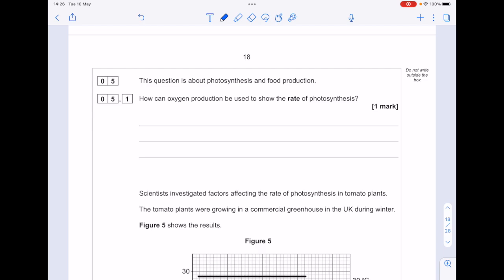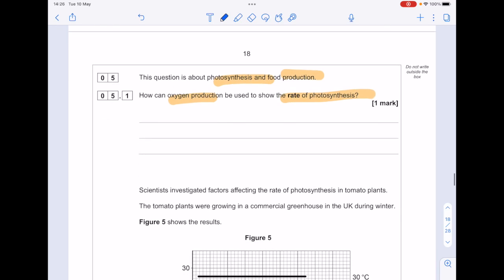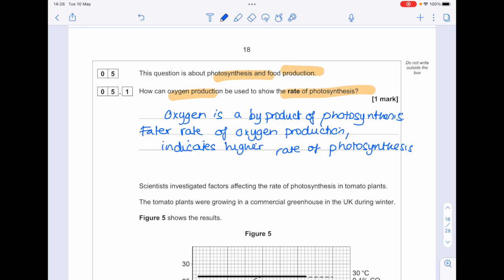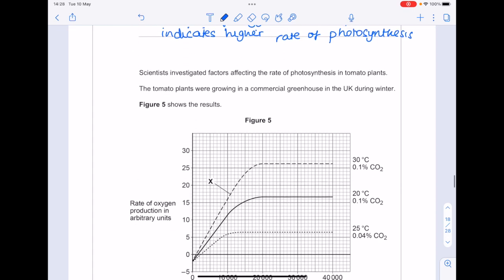This question is about photosynthesis and food production. How can oxygen production be used to show the rate of photosynthesis? Okay, well, oxygen is a byproduct of photosynthesis. Remember, the equation is carbon dioxide plus water forms glucose and oxygen. And a faster rate of oxygen production indicates a high rate of photosynthesis.